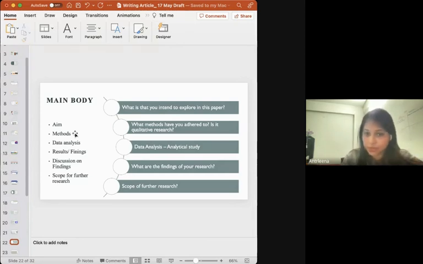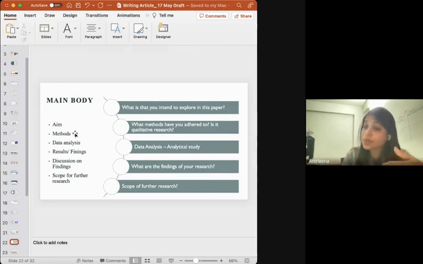What are the findings of your research? Now, after you have analyzed the data in detail, it's important to outline the findings of your research, and your findings should be very, very clear as to what is the contribution, what you have found through your data analysis, and how does it contribute? What is the contribution of your article?